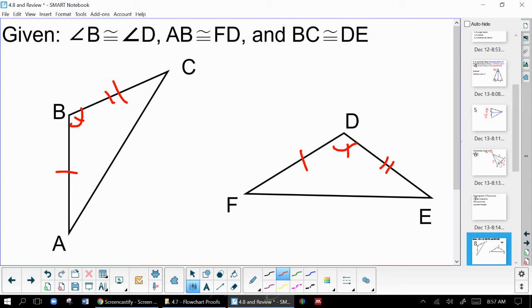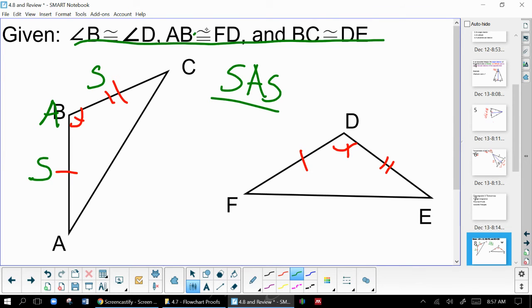Once you get them actually marked on the picture, it's a whole lot easier to go ahead and say, okay, well, there's a side, there's an angle, there's a side. So it's got to be SAS. Just by looking at these up here, I know there's two pairs of sides, and I know there's a pair of angles, but I'd have to keep it all in my head. So draw it down on the picture.